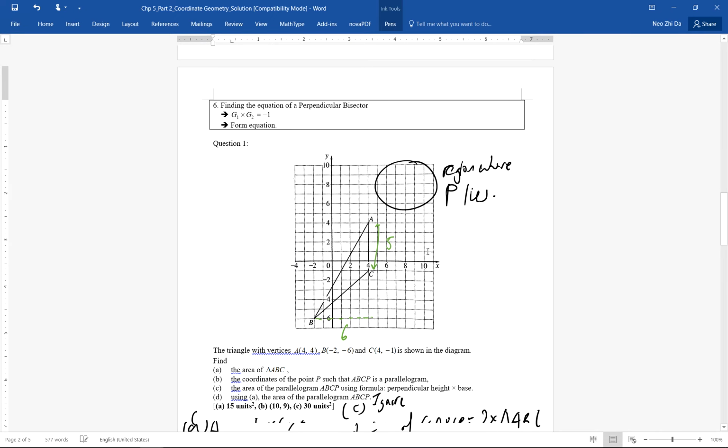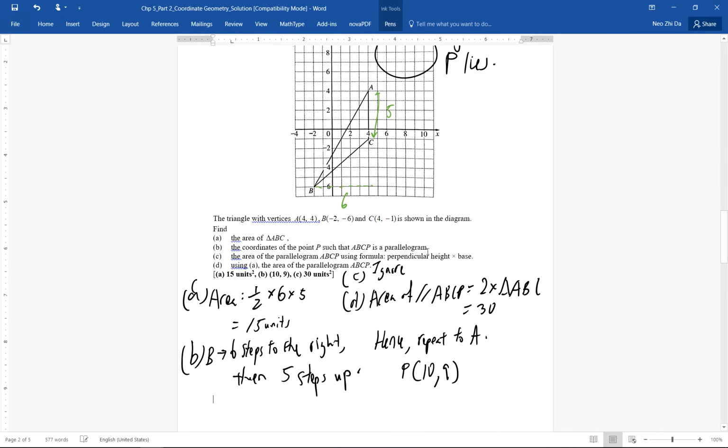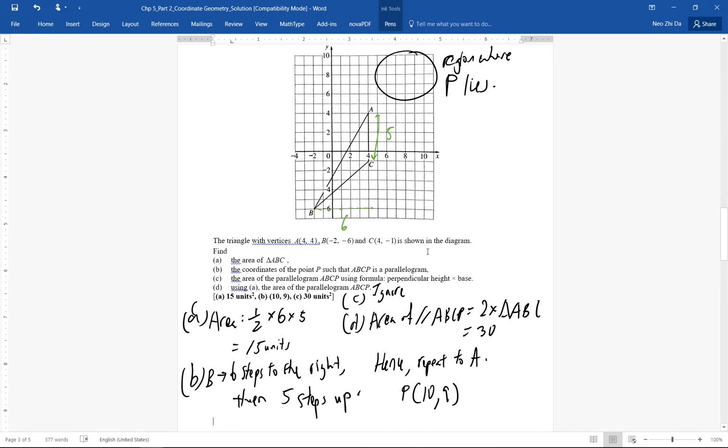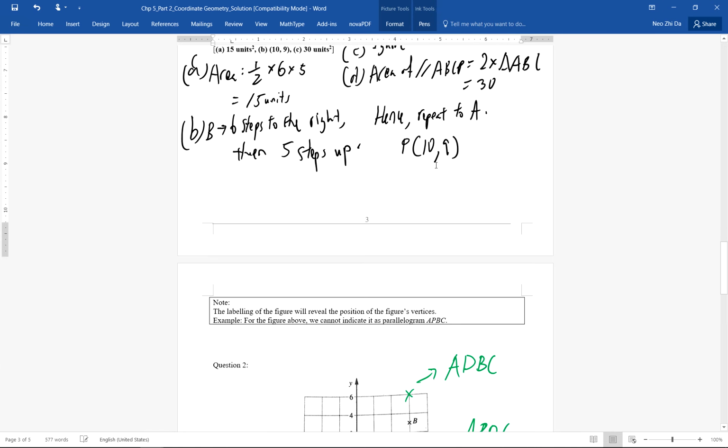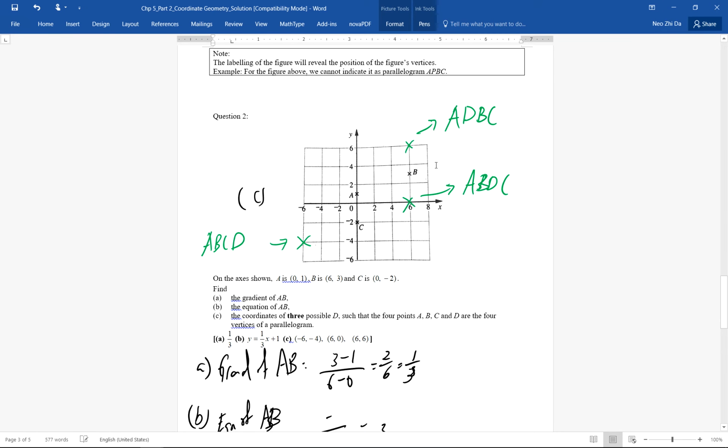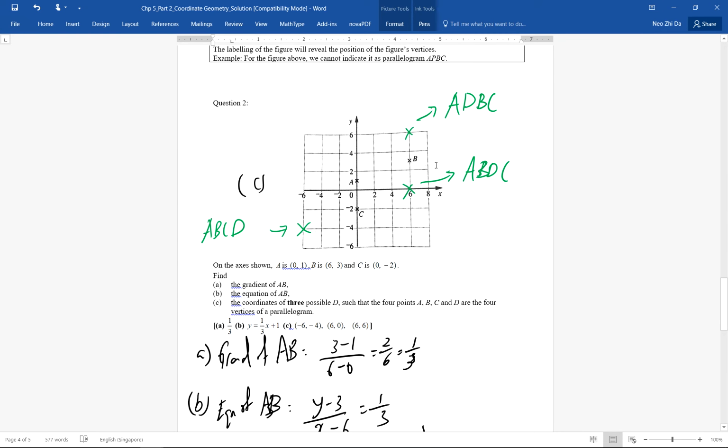Now this will be the answers. Okay. We ignore C lah. This question, actually D is more important. Now just want to let you know 3 possible D's. Now if your D is here, then you will call it A B C D because you have to go as a flow. So A B C D.